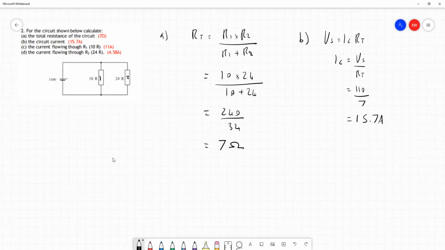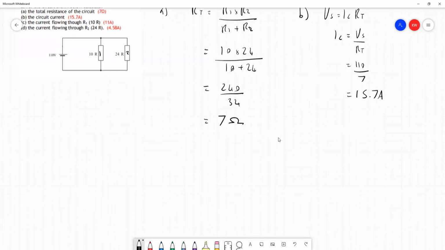So far, so good. Now we're asked in part C to find the current flowing through resistor 1. Resistor 1, we know, has a resistance of 10 ohms. We're told that in the question. To find the voltage across it, we look back to what we know about parallel circuits, and the voltage through each branch is the same as the voltage they're connected in parallel to. So each of these resistors is connected in parallel to the supply voltage. So the voltage across resistor 1 is going to be 110 volts. And that's also the voltage across resistor 2. That's how parallel circuits work.